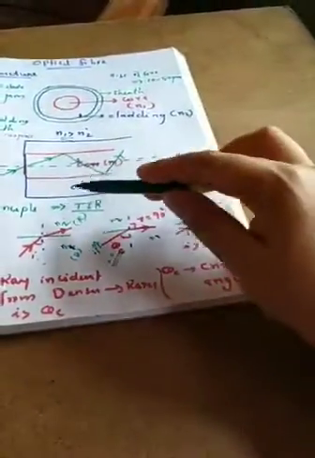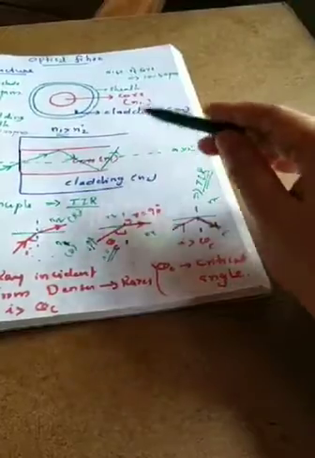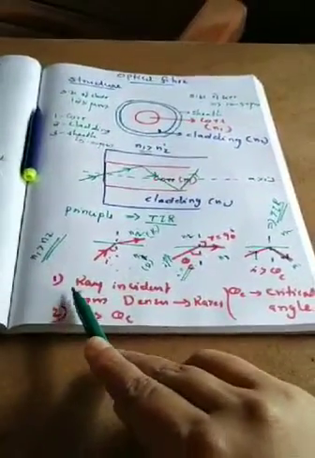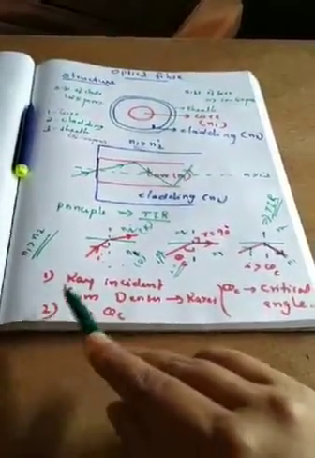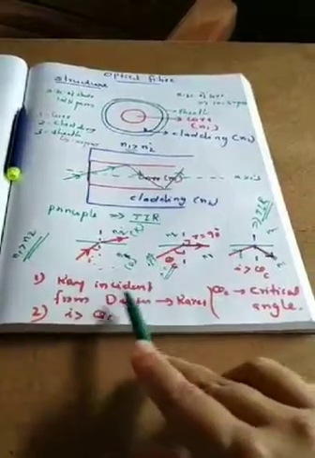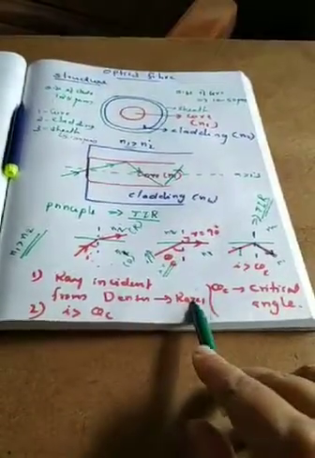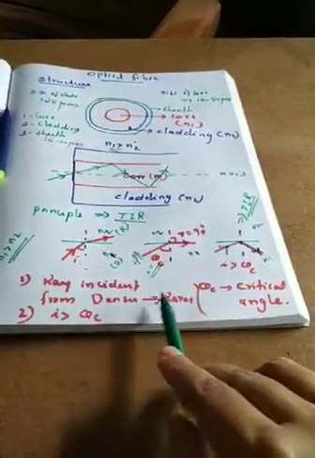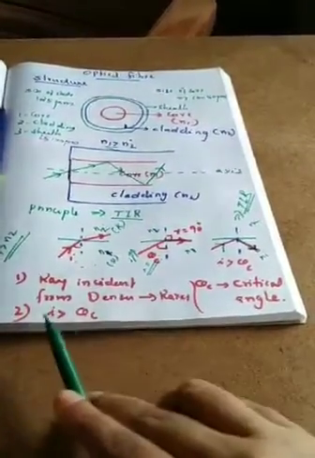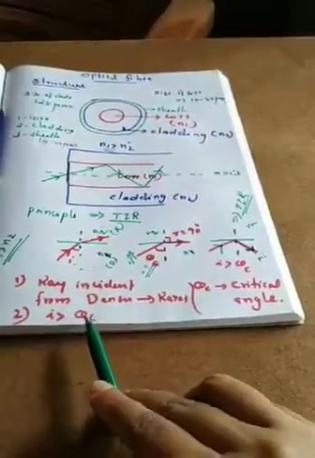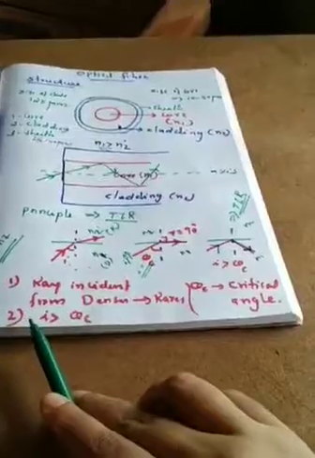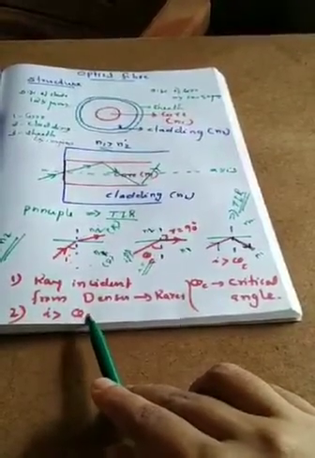Therefore, the principle of optic fiber is total internal reflection. Then what is the definition of total internal reflection? Two conditions must be held. The first condition is the ray must be incident from a denser to a rarer medium, that is, from a higher refractive index medium to a lower refractive index medium. And the second, the angle of incidence must be greater than the critical angle of the medium.